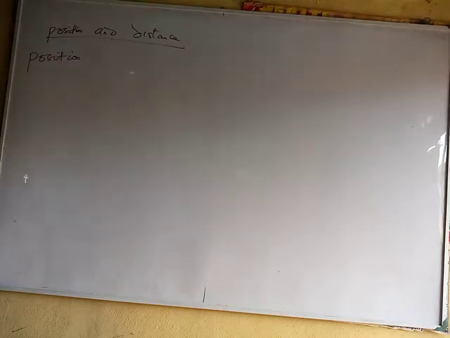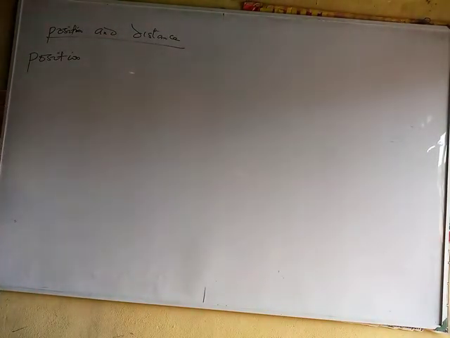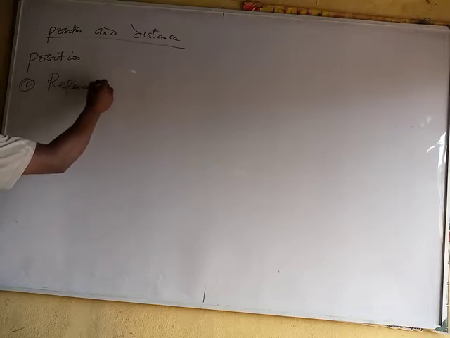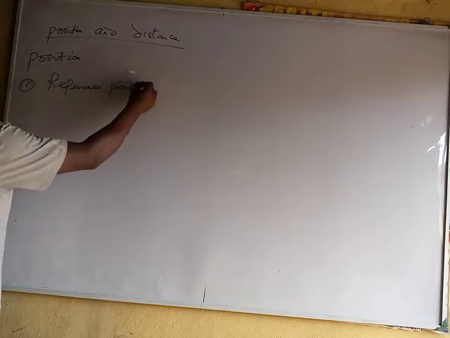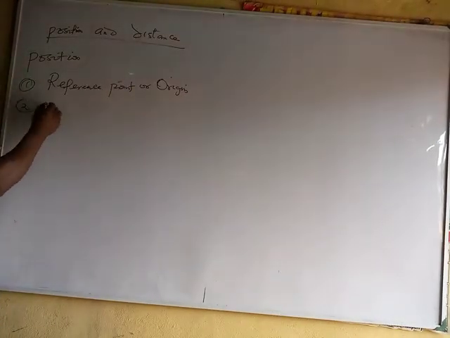Now when we say position of an object, what do we actually mean? In physics, the position of an object is where that object is found or located. For us to locate the position of an object in physics, it depends on two factors. One, we are talking about what we call a reference point or origin. Then the second one is what?